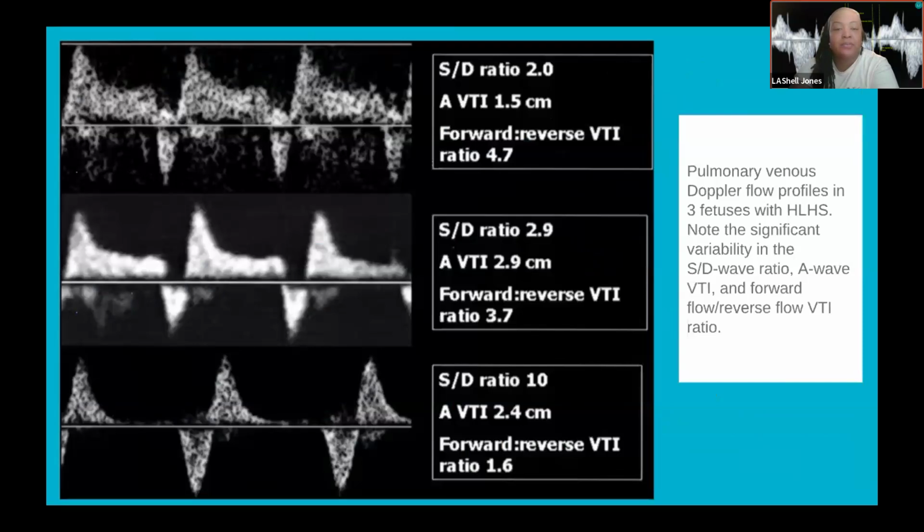All right, so here are just some examples of an abnormal pulmonary vein. These three are cases of hypoplastic left heart syndrome, and you can see right away we notice the abnormal waveform seen in these three.